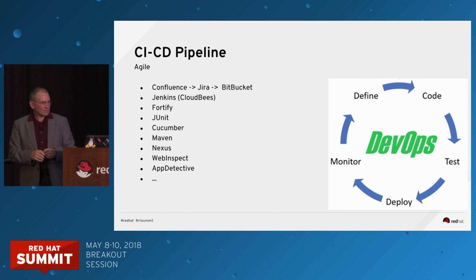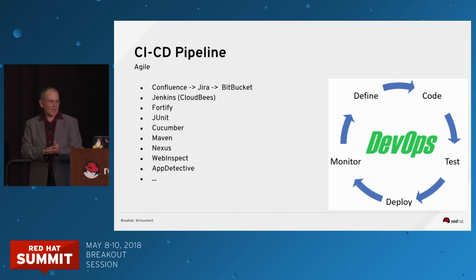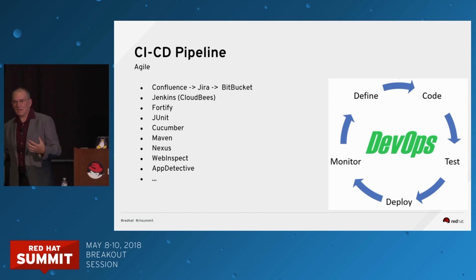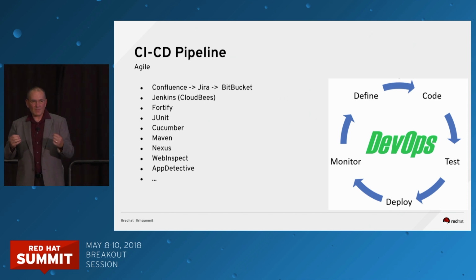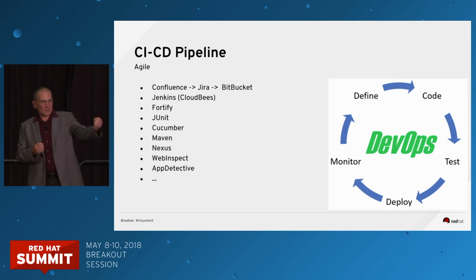And we're also using Maven. So we've got Maven for builds, Nexus for our document store, Web Inspect, and App Detective. And really the key here with the CI/CD pipeline is to be able to very quickly take a change from our development and merge it through the pipeline.